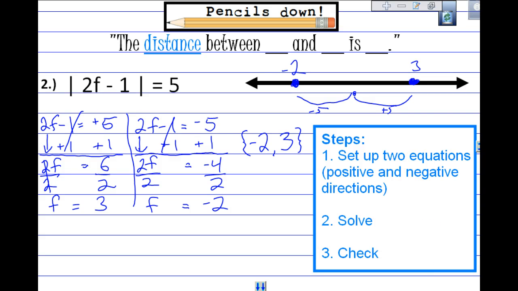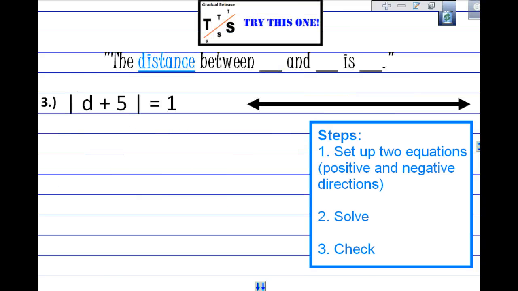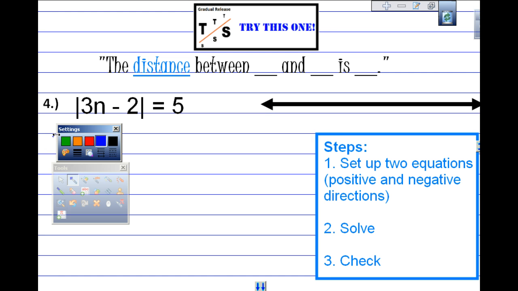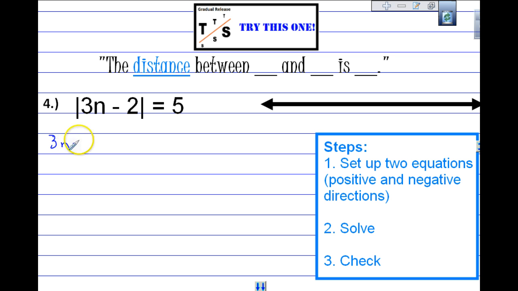Alright, you guys try one on your own. You have this all written down? Try this one. So here we go. What are the two answers? Equals positive 5. Yeah, equals positive 5. And these stand for the answer to the left and to the right.